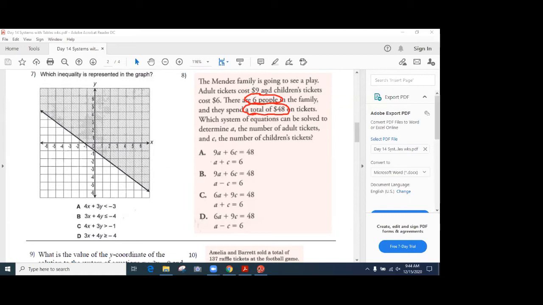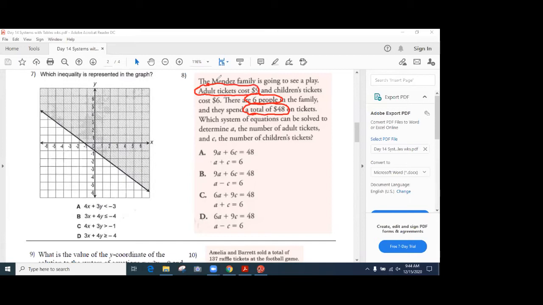So you got to read the question. What does $9 go with? So go at the beginning of the sentence. It says adult tickets. Adult tickets cost $9. Sometimes they'll put it in front, sometimes they put it after. So you got to read that whole sentence. So 9 should go with A.